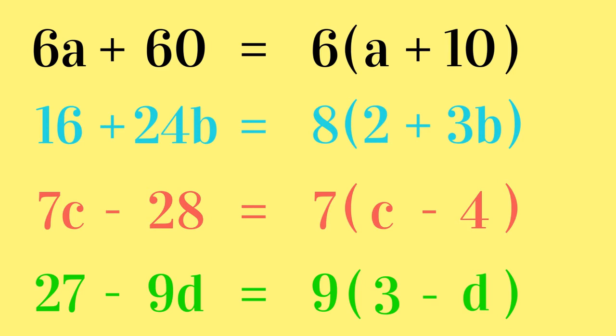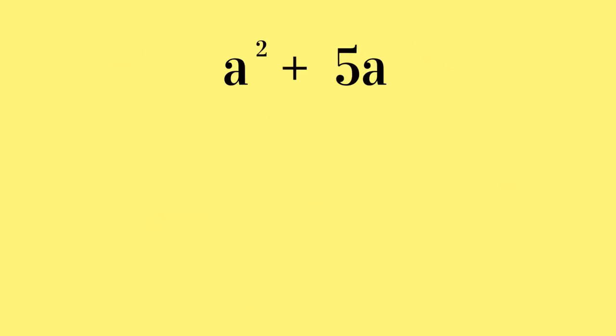You might find when factorising that the common factor is a variable. For example, if we had a squared add 5a, there are no number factors of a squared. However, when both terms have a matching variable, like a, that variable goes outside of the brackets.